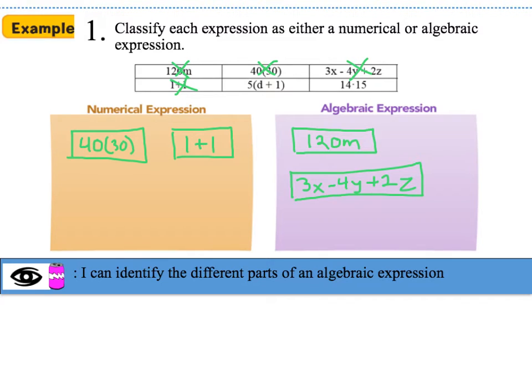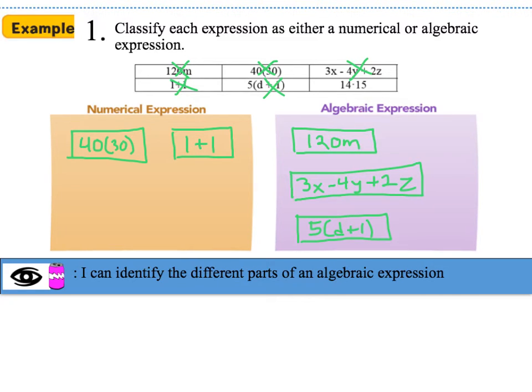The next one says 5 parentheses, or 5 times the quantity of d plus 1. I know that that has a variable, which is d, so I'm going to go ahead and place that in my algebraic expression box. And I'm going to write 5 parentheses d plus 1, because there's the variable, so that is called an algebraic expression. And our last one is 14 times 15.